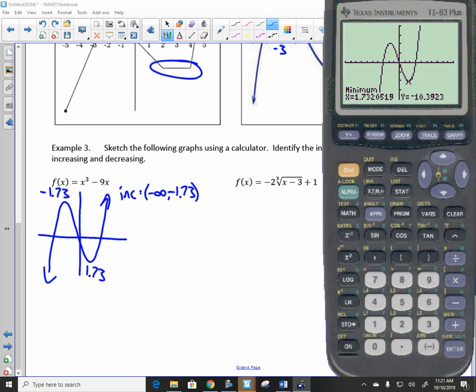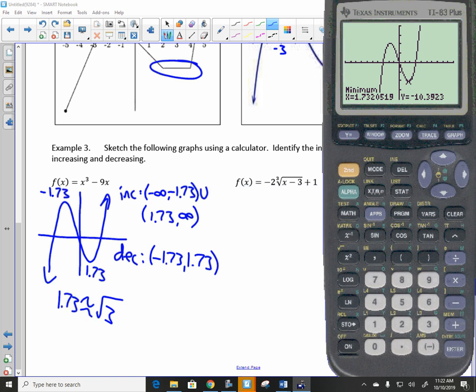So it's increasing from negative infinity to negative 1.73, and then from 1.73 to infinity. It's decreasing in between, from negative 1.73 to 1.73. In case you didn't know, 1.73 is approximately the square root of 3, which is actually the actual value in this situation, but someday we'll show you how to find that exactly. Any questions how I did that?